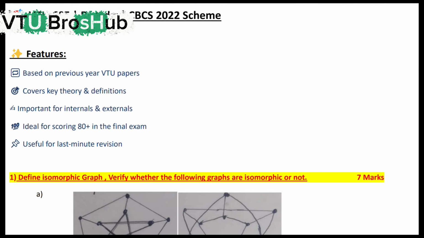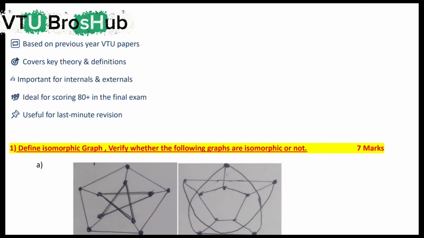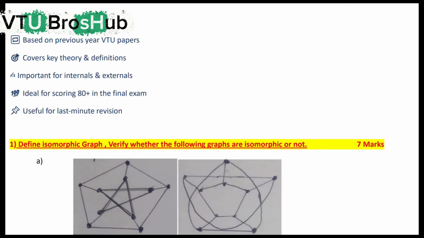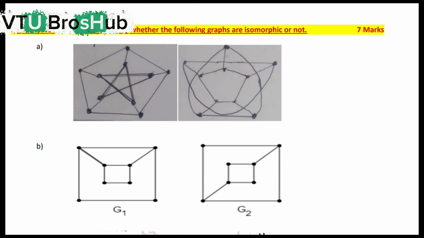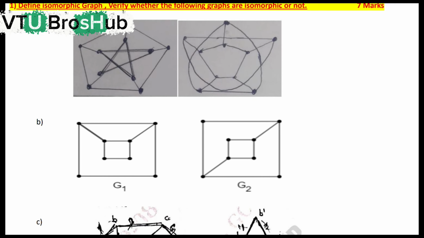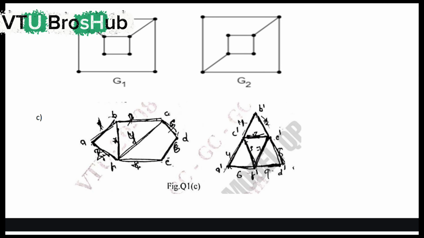Define isomorphic graph and check whether the given graphs are isomorphic or not. This question is commonly asked for 7 marks, and it's easy to score if you understand the meaning well. Now imagine you have 2 different diagrams, but both are actually showing the same network, just drawn differently. That's what isomorphism means in graph theory.